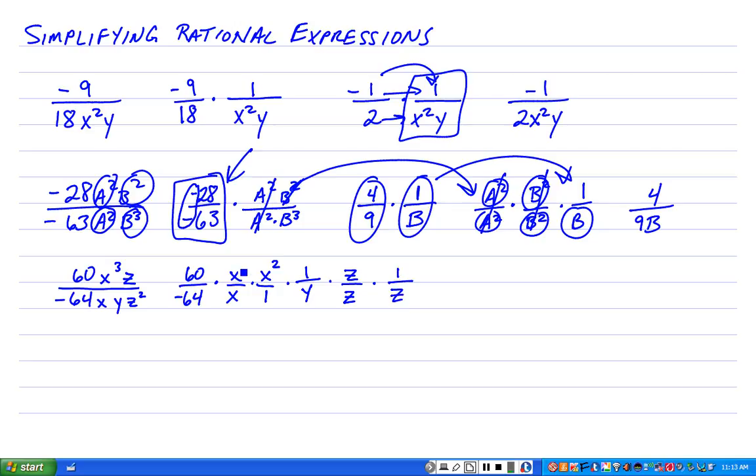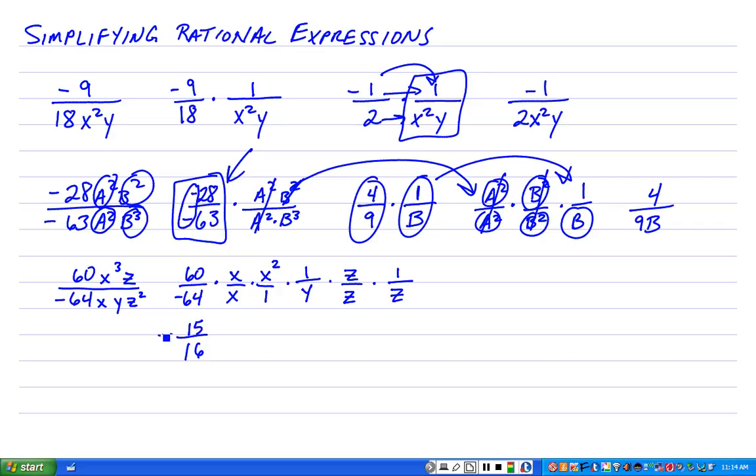So 60 and the 64, what is that going to be? What am I thinking of? 2, 4. Alright, so 4. Let's pull a 4 out right here. Okay. So if I'm pulling a 4 out, reduce 60 over 64 by 4. Alright, 60 divided by 4 is 15. And 64 divided by 4 is, what is that? 16.